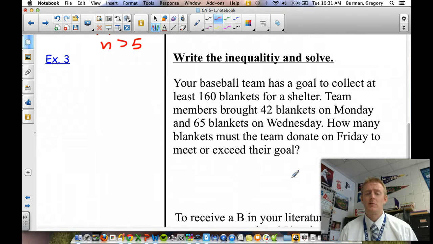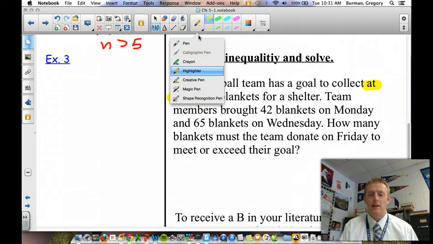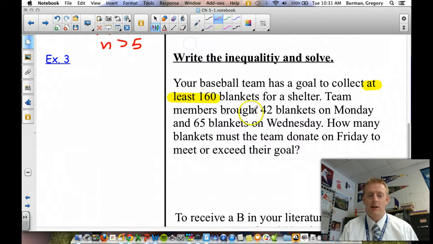Example number 3 here is just reading the words a little bit more carefully. I'll highlight the most important words here. Your baseball team has a goal to collect at least 160 blankets for a shelter, and on Monday they collected 42. On Wednesday they did 65. How many on Friday? Our job is to write an inequality and solve it.